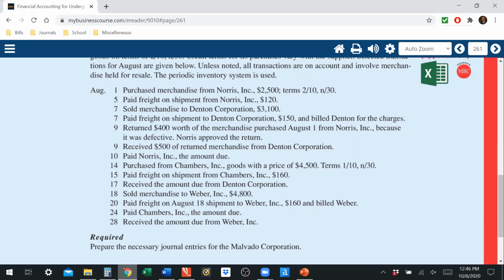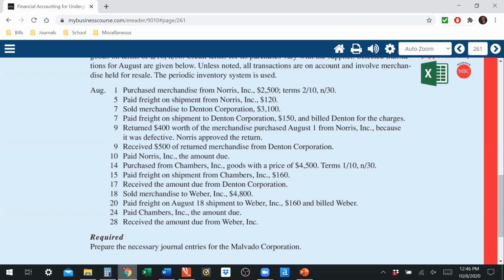But the shipping on the stuff that we ship to Denton, for example, or to Weber, the $150 and $160, if we're not going to bill them for it, we're just going to pay it, ship the goods to them and pay the shipping, then it would just debit shipping expense. If we're going to bill them for it, then we debit account receivable, and whenever they pay it off, then we debit shipping expense. Eventually, we debit shipping expense for the shipping that we pay on stuff that we ship out.